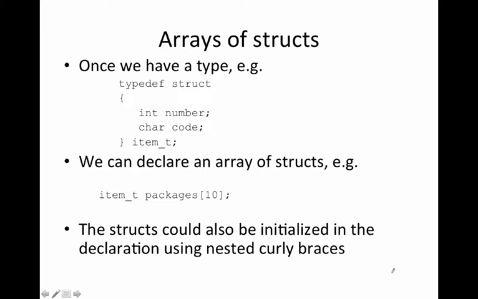Let's take a look at an example of an array of structs. Once we have a type for a structure, here's my structure declaration where I have two members, an integer number member and a character code member, and the name of my type is item_t. Again, that's the name of the type. I don't have any variables yet, but now that I have that type, I can declare an array of structures. Here the type of each element is item_t, so each element is one of those structures. The name of the variable is packages, and it's an array that has 10 elements. We could also initialize within the declaration by using nested curly braces.